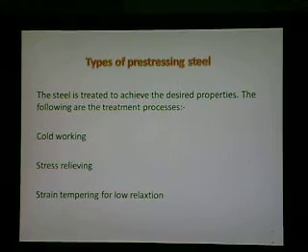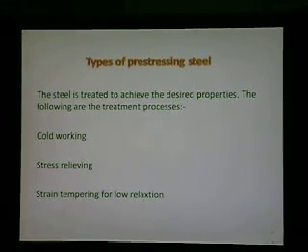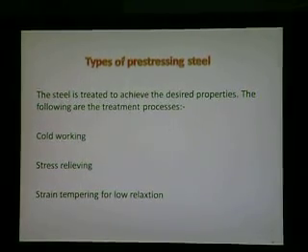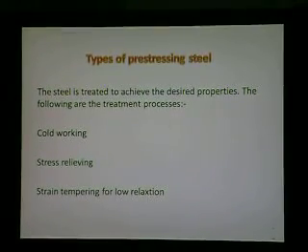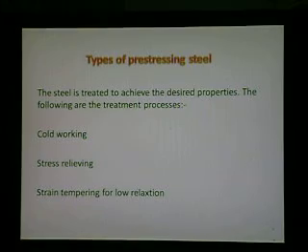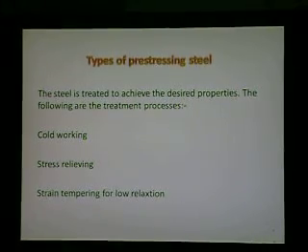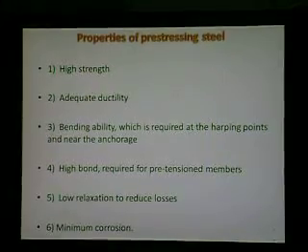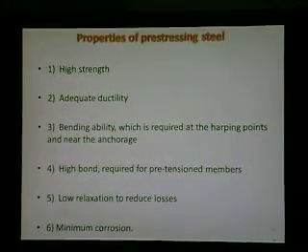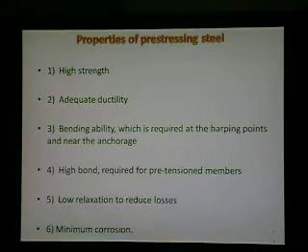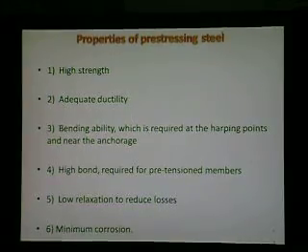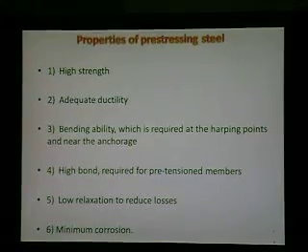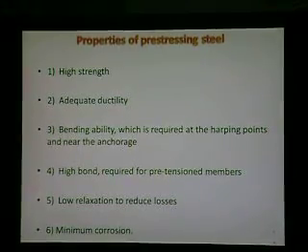Types of pre-stressing steel. The steel is treated to achieve the desired properties. The following are the treatment processes: cold working, stress relieving, strain tempering for low relaxation. Properties of pre-stressing steel: high strength, adequate ductility, bending ability which is required at the halving points and near the anchorage, high bond required for pre-tensioned members, low relaxation to reduce losses, minimum corrosion.